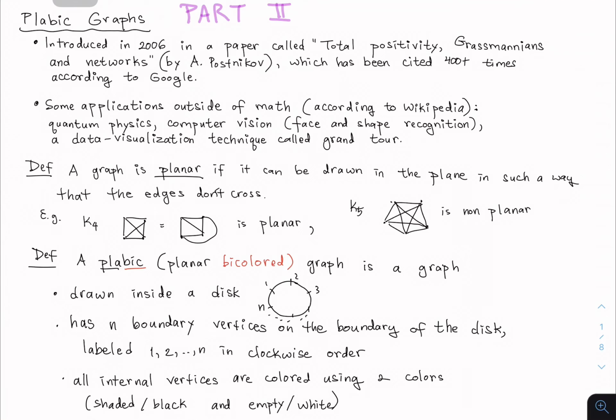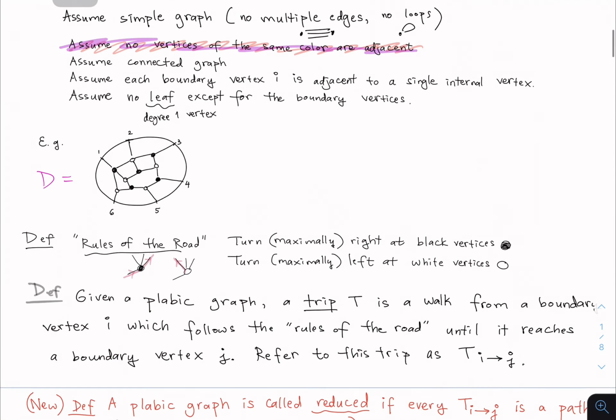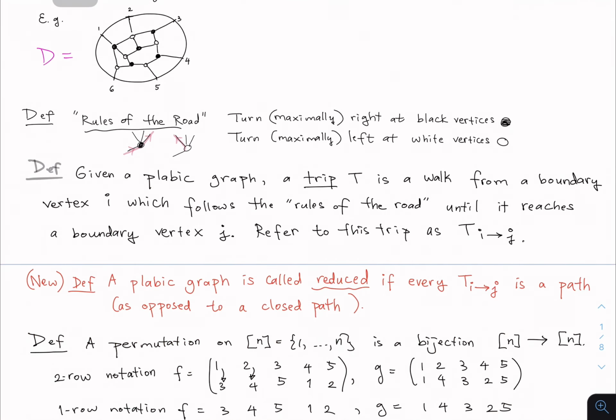Hello, this is the second part of the lecture on Plabic Graphs. We will now consider Plabic Graphs where we remove the bipartite assumption. So the ones we have seen before are still considered. So the rules of the road are the same.